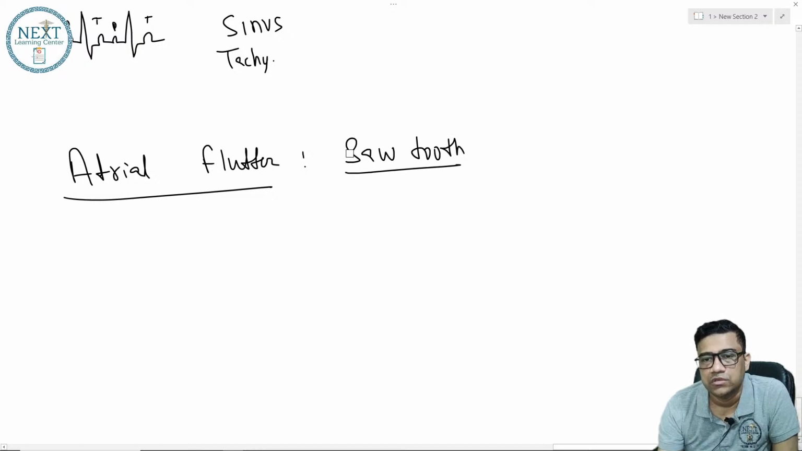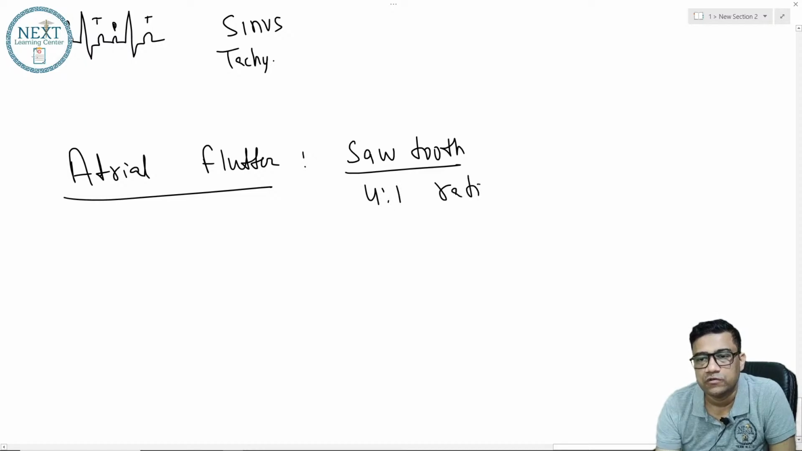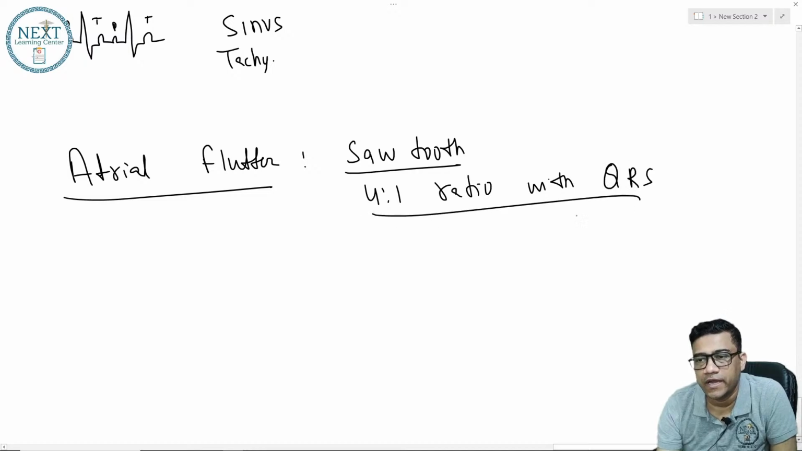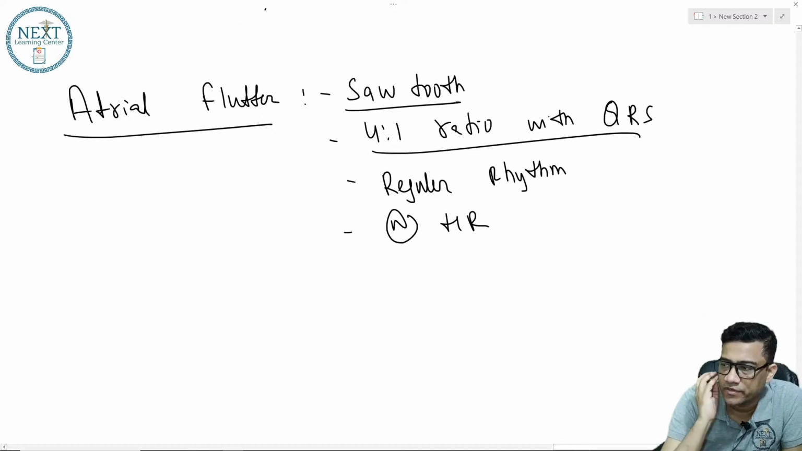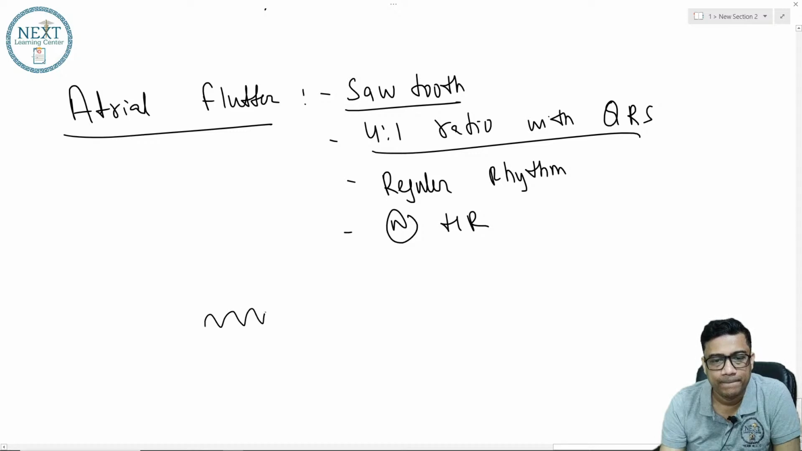Sawtooth. So what is seen here? Sawtooth pattern. And there is a 4:1 ratio with QRS. And there is a regular rhythm. Regular rhythm. And P is not seen, rather flutter is seen. And there is normal heart rate. Mostly normal heart rate. SA. QRS.